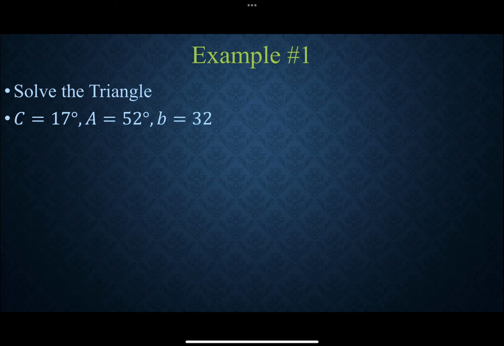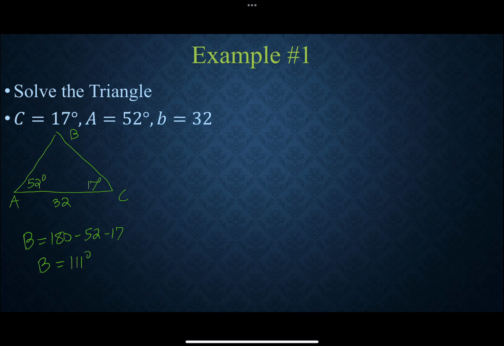So in both the ASA or AAS cases, you're given two angles. It's always useful to draw out the triangle. So we have angle A, angle B, angle C. Angle A is 52 degrees, angle C is 17 degrees, side B is 32. If you're given two angles, we can solve for the third angle pretty quickly. Angle B has to be 180 minus 52 minus 17. When doing that, we get 111 degrees. So there's our first missing piece of information.